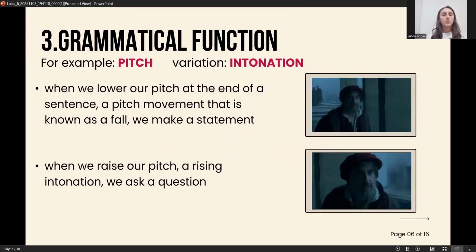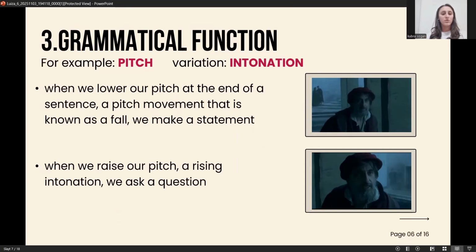And the third one is grammatical function. In grammatical function, suprasegmental features show the sentence's grammatical meaning. Here we use the feature of pitch. In English, changes in pitch can mark grammar, and this use of pitch is called intonation. For example, when we lower our pitch at the end of a sentence, a pitch movement that is known as a fall, we make a statement, as in here: he hath disgraced me.